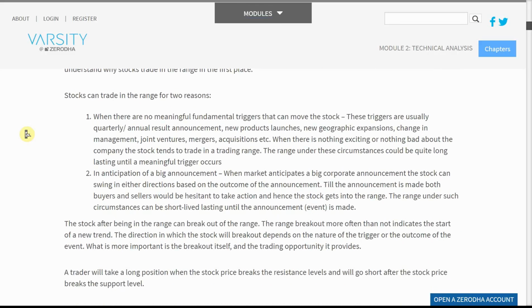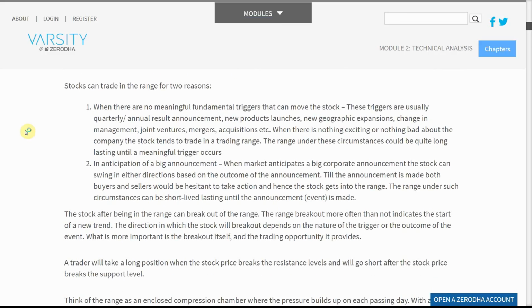When there is nothing exciting or nothing bad about the company, the stock tends to trade in a trading range. The range under these circumstances could be quite long-lasting until a meaningful trigger occurs. In anticipation of a big announcement, when market anticipates a big corporate announcement, the stock can swing in either directions based on the outcome of the announcement. Till the announcement is made, both buyers and sellers would be hesitant to take action, and hence the stock gets into the range. The range under such circumstances can be short-lived, lasting until the announcement event is made.